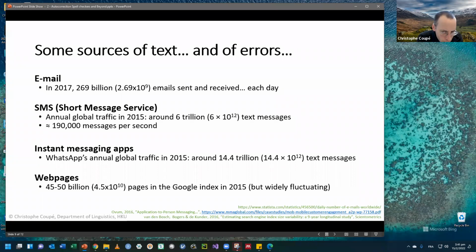Web pages, 2015, so that's more today, obviously, but it changes a lot. It's difficult to know exactly how many web pages there are. But the Google index 6-7 years ago contained already around 45 to 50 billion pages. So that should be convincing enough when I tell you that there is a lot of text around us and they contain errors, of course.